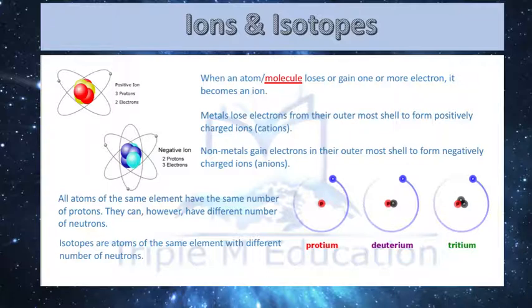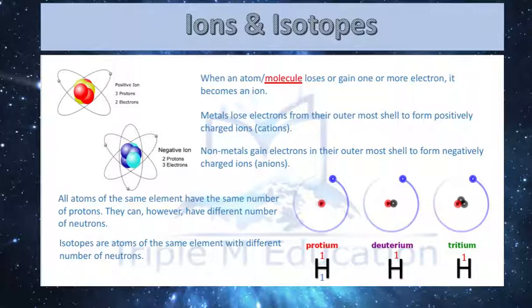The 3 isotopes of hydrogen are protium, deuterium, and tritium. They all have the symbol hydrogen H and therefore have exactly the same atomic number. However, protium has no neutron and therefore has a relative atomic mass of 1.